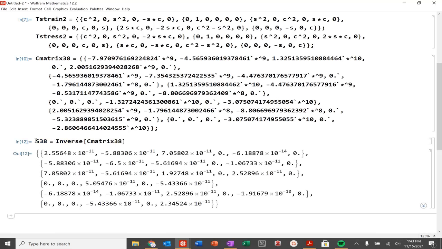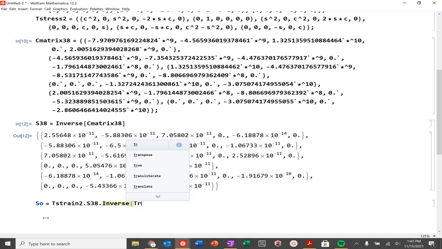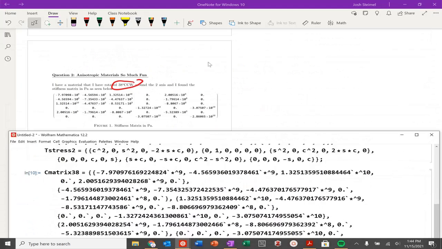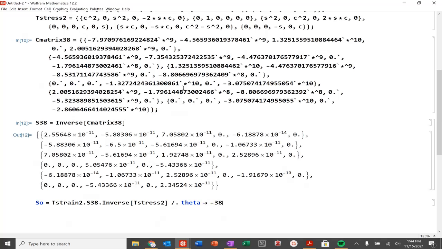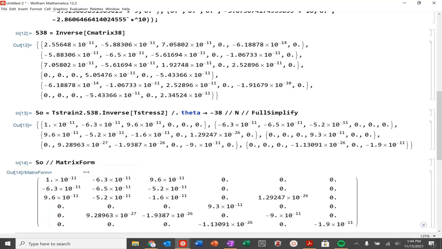S38. To transform it back into my original coordinate system, I'm going to have to do S naught is equal to T strain 2 dot S38 dot inverse T stress 2, and then replace theta with minus 38, because initially I rotated it 38 degrees counterclockwise. We'll simplify, and I've got my values. If I look at my S naught in matrix form, let's just look at it.